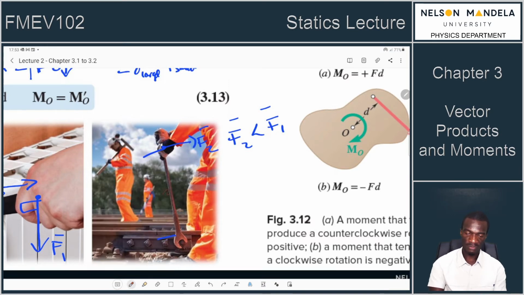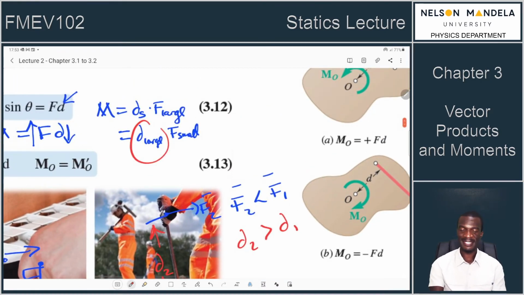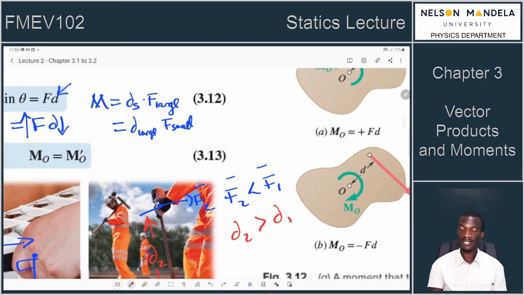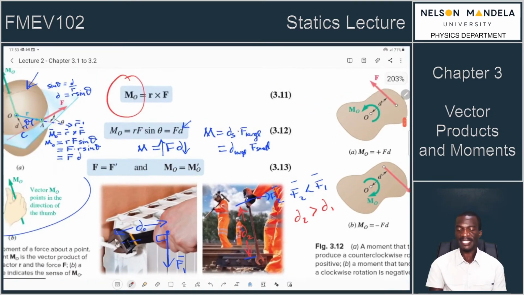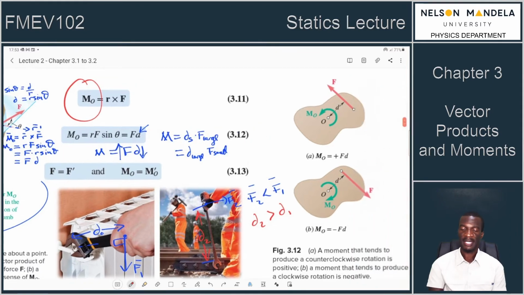I'm trying to look for a color that will stand out. Yeah, maybe something like that. So that's the D. So D2, let's say D2 is greater than D1. So they use a large D and a small force and manage to generate the same turning effect. So that is mechanics, which you can use now to do less work and achieve the same thing.